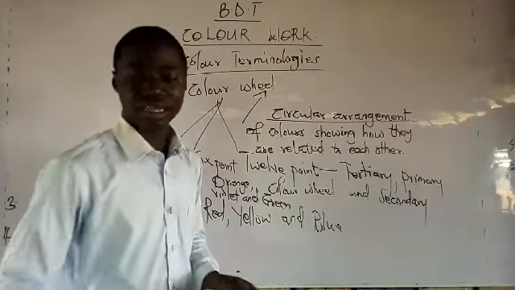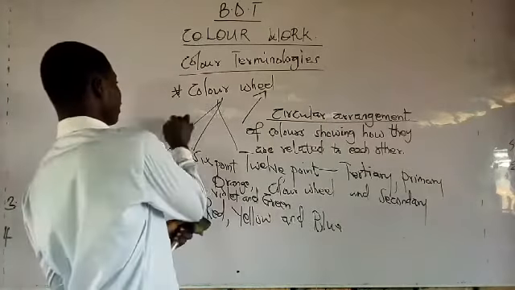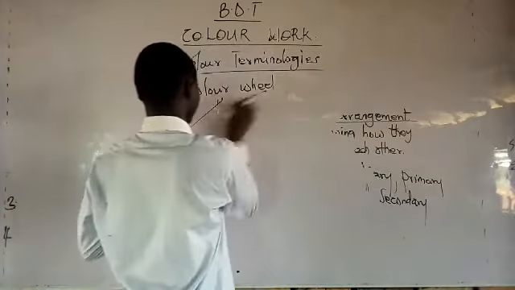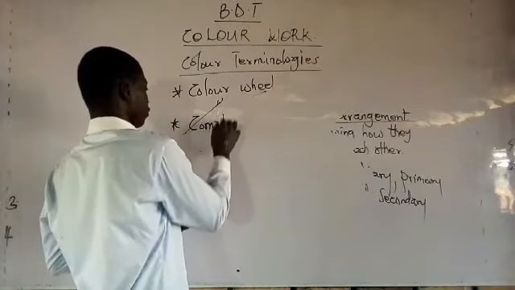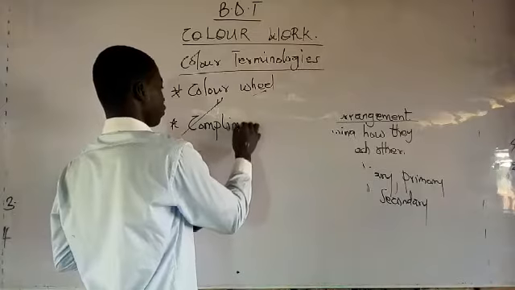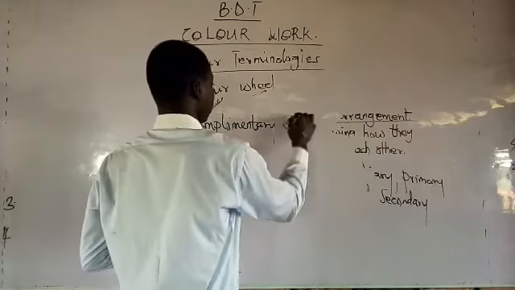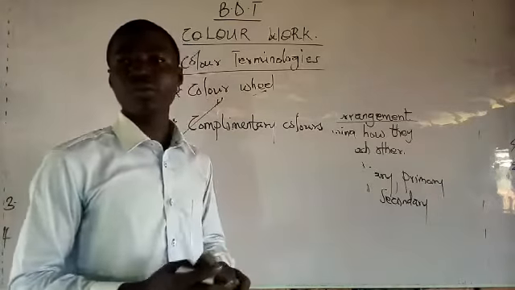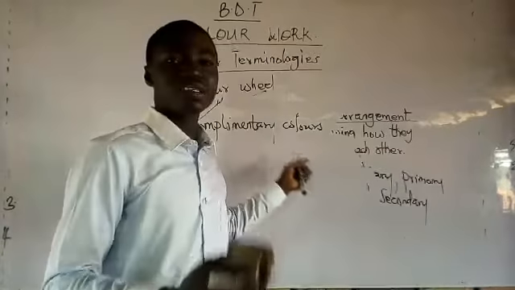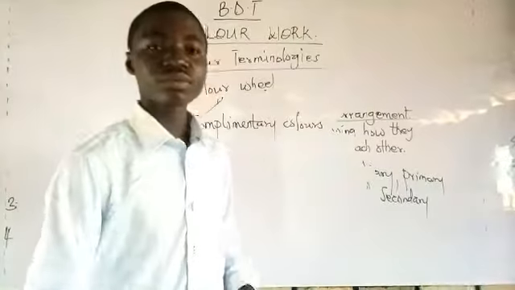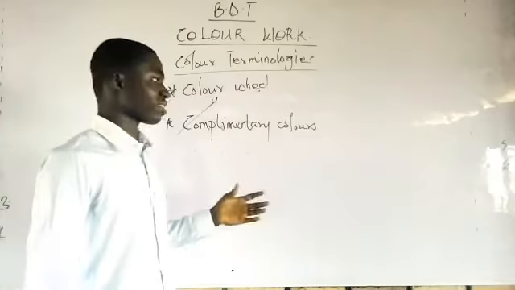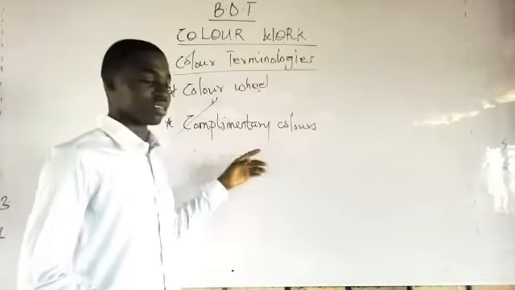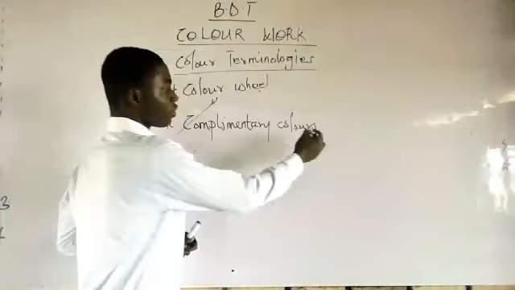Okay, now let's look at the second terminology that we're going to take. Now we're going to look at complementary colors. When you say complementary colors, what are they? Colors opposite to each other on a color wheel. It's termed as complementary colors. So colors opposite to each other on a color wheel are termed as what? Complementary colors.